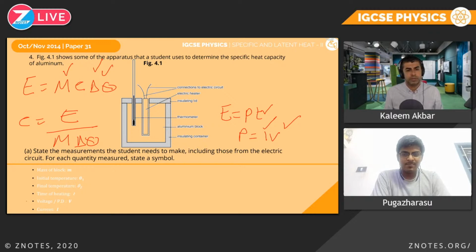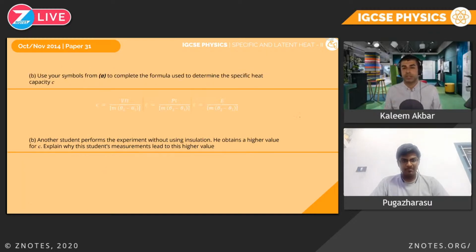Yeah, that's me. I've got my mass, I've got everything that I need. So now I've got all the measurements in order for me to do that. Okay? So next, oops, I just clicked too fast. Use your symbol from A to complete the formula used to determine the specific heat capacity C.